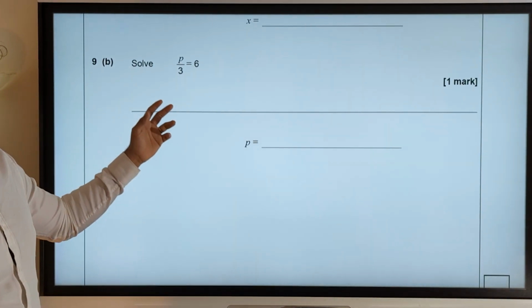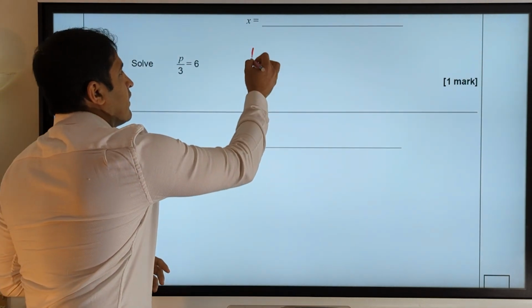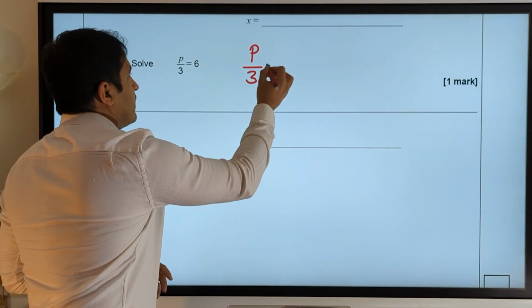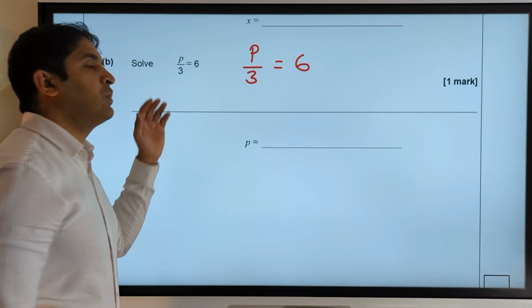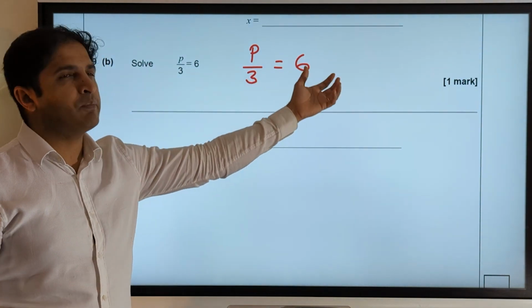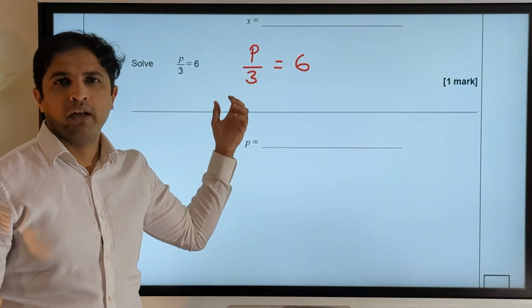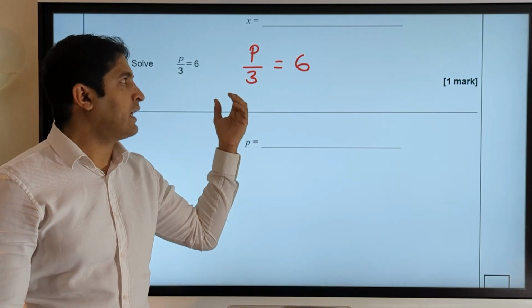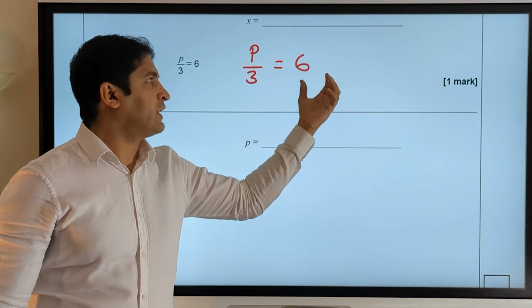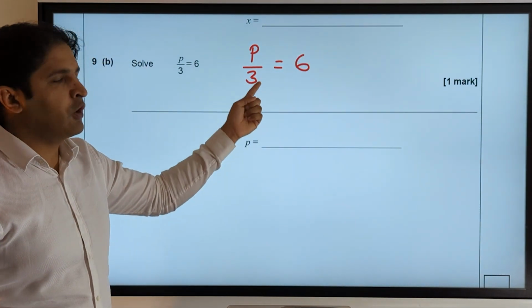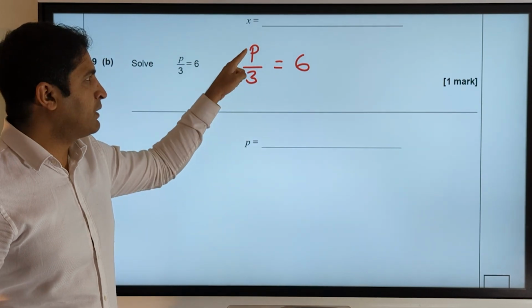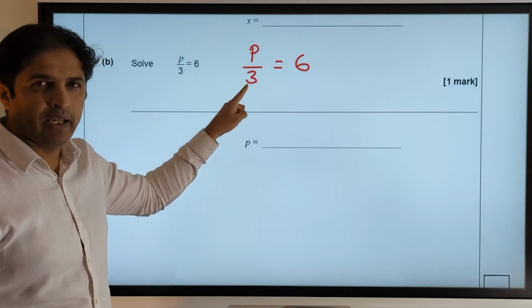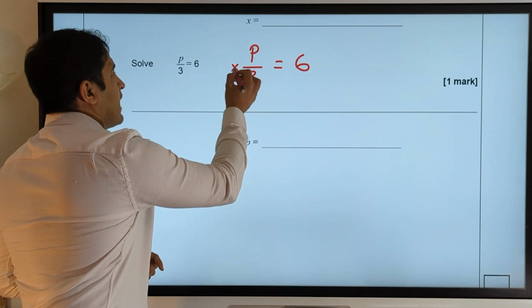And if you do the same thing again, you can get this one answered quickly as well. I need to do the same thing. The equal sign means both sides are equal to each other. So if I do something to the left hand side, I need to do the same thing to the right hand side as well. How do I get rid of that? Divide by 3, because p over 3 means p divided by 3. I need to multiply this side by 3.